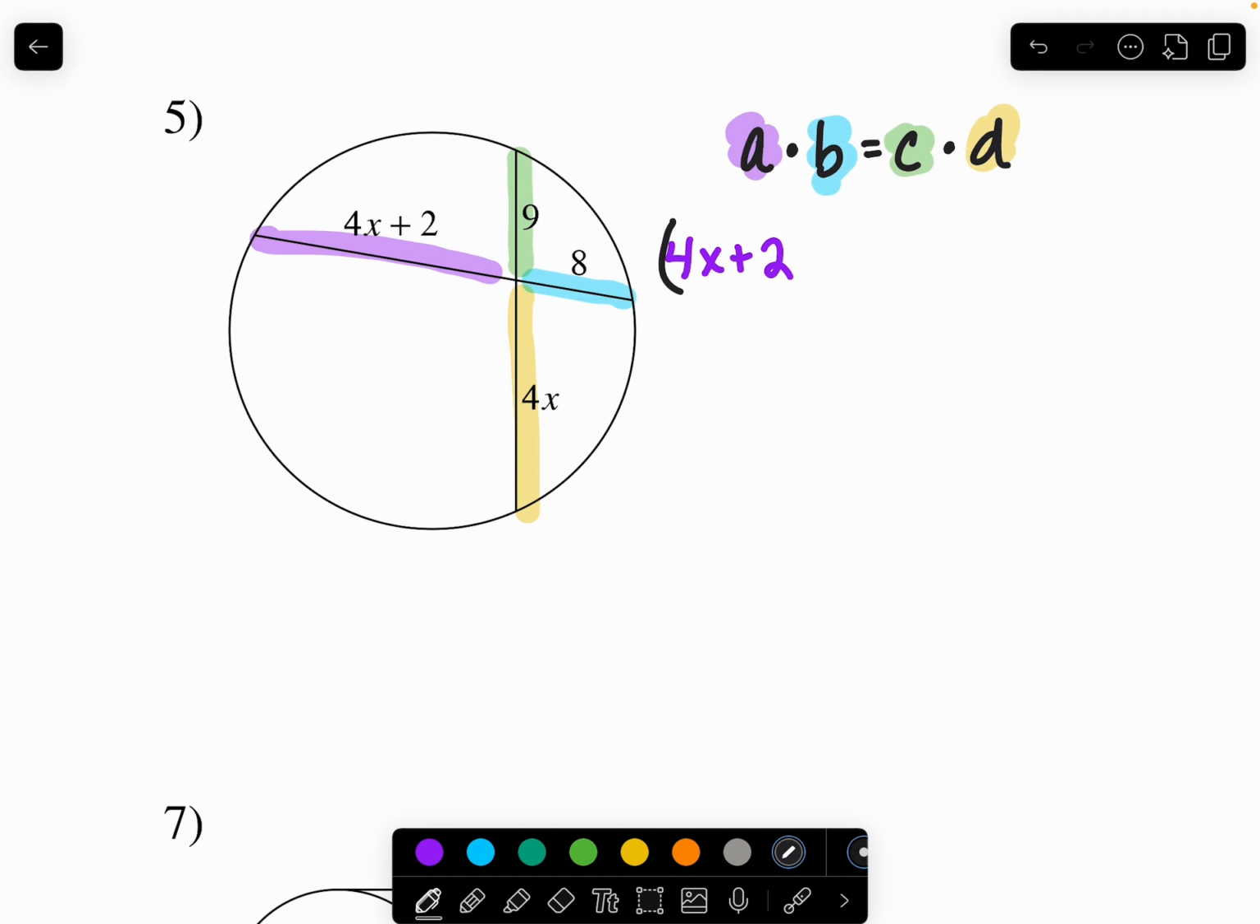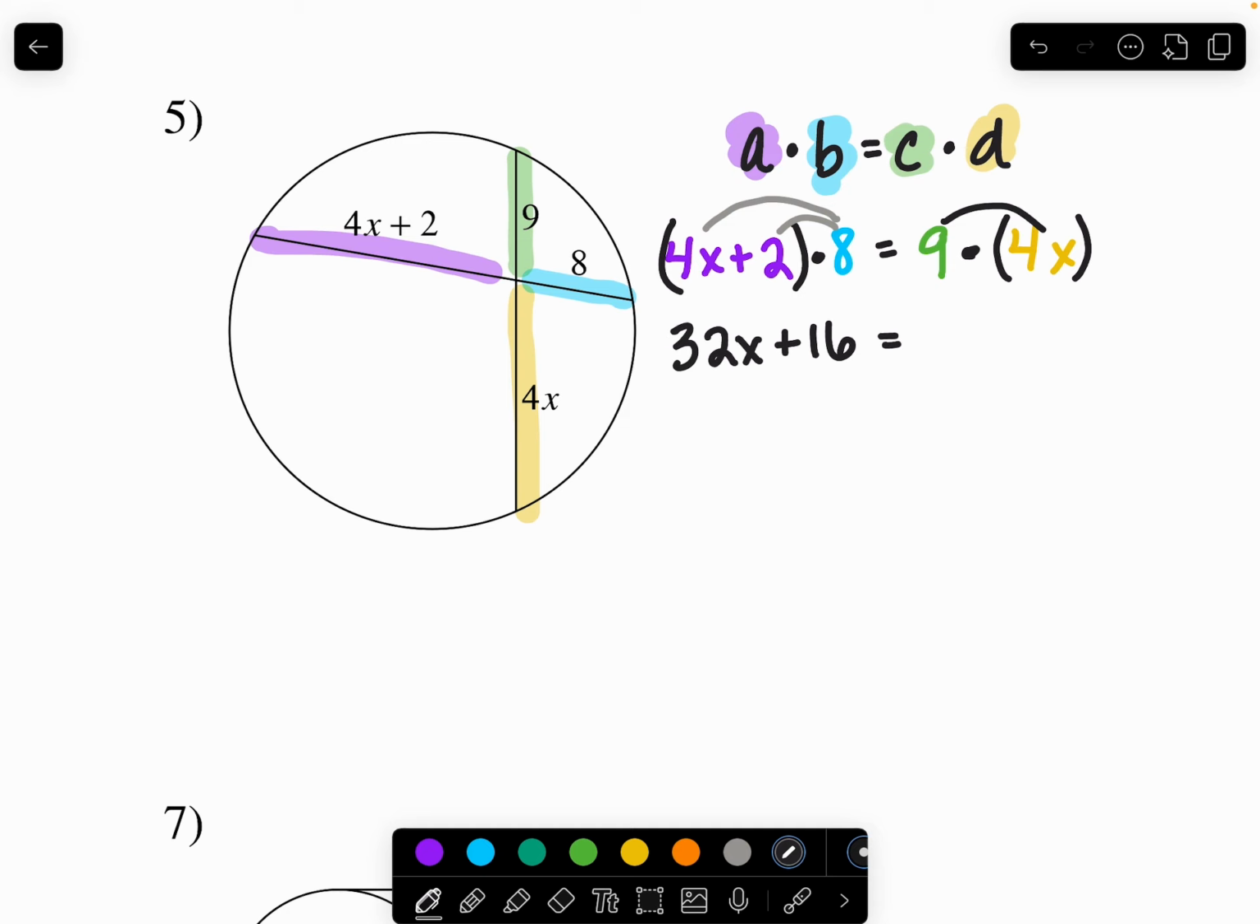All right, so for this one, I'm going to put the 4x plus 2 in parentheses because we're multiplying by 8, and we have to make sure we multiply this whole thing by 8, not just the 2 or the 4. You can put the 4x in parentheses if you want to. It's not necessary, but you can. All right, so for the first one, we are going to have to multiply 8 by the whole binomial 4x plus 2. So that's going to be 32x plus 16.